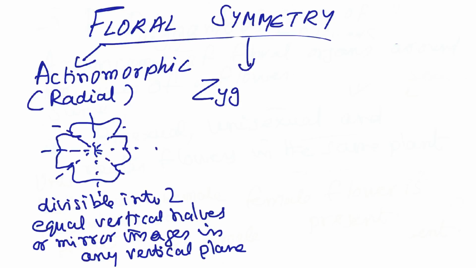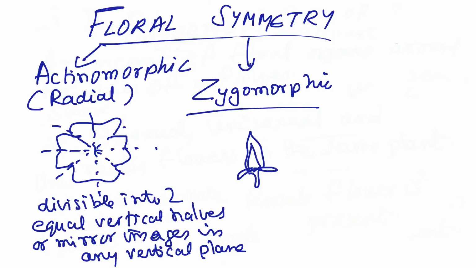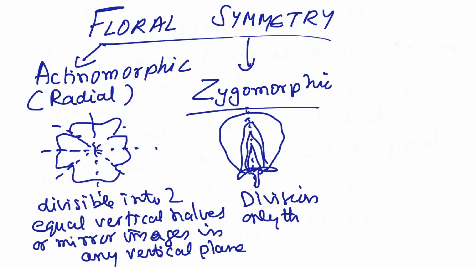The second one is zygomorphic, and here basically it's a bilateral symmetry. So only a bilateral symmetrical thing is present, which means that unlike what we saw in radial symmetry, the division is possible only through one plane. So it's obviously a case of bilateral symmetry. So division is possible only through one plane.